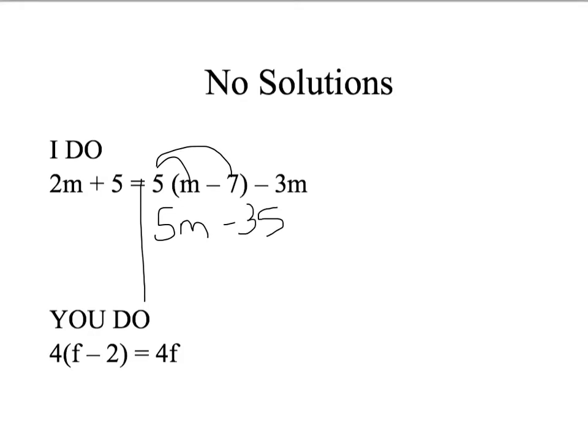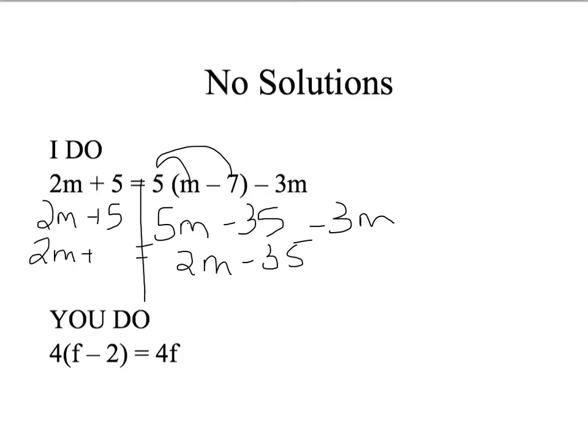Okay, this 3m is on the outside, so I'm going to bring that down. And everything over on the left side I'm going to bring down as well. Okay, so now over here I see that I have 5m minus 3m. So I'm going to put that together, which is 2m minus 35. Okay, on this side I'm just going to bring down exactly what I had at the beginning, 2m plus 5.